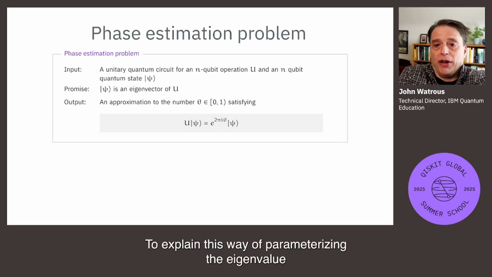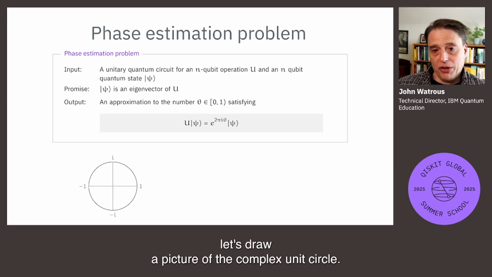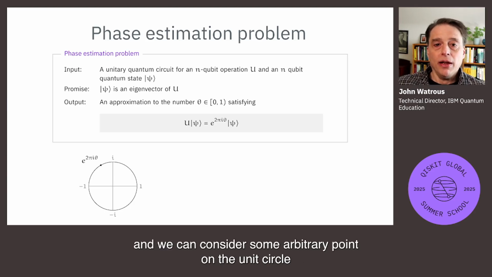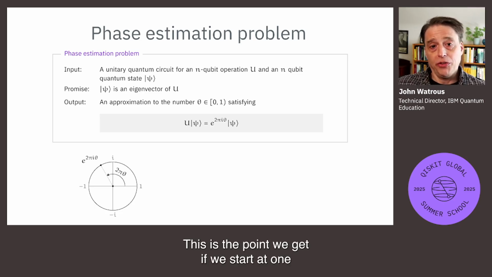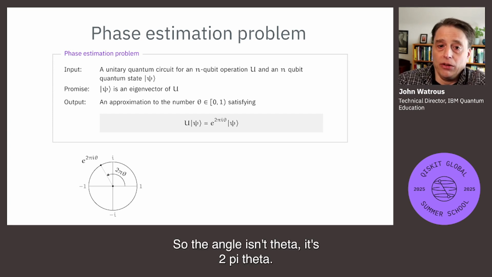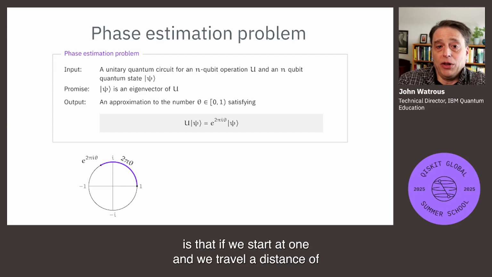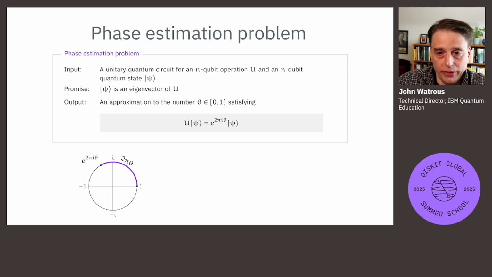To explain this way of parameterizing the eigenvalue corresponding to psi, and also to clarify what we mean by an approximation, let's draw a picture of the complex unit circle. So here we can see the numbers 1, i, -1, and -i in their usual places, and we can consider some arbitrary point on the unit circle parameterized by theta as we have in the problem statement. This is the point we get if we start at 1 and we rotate by an angle of 2 pi times theta. And another way of thinking about that is that if we start at 1 and we travel a distance of 2 pi times theta on the unit circle itself, then we will get to our point.